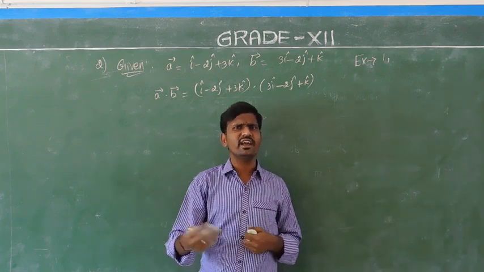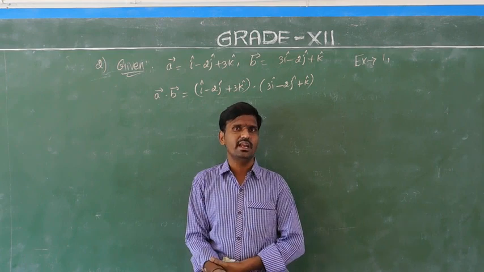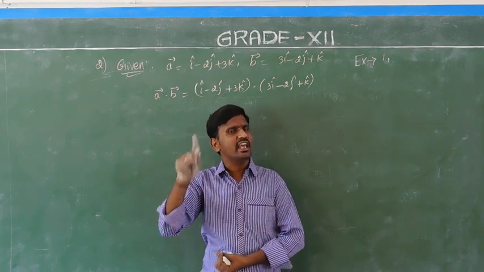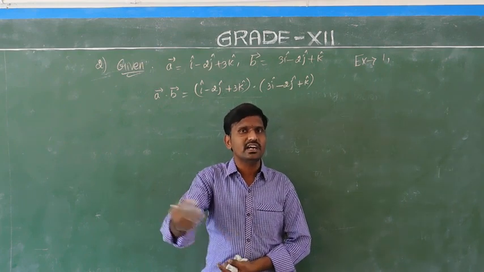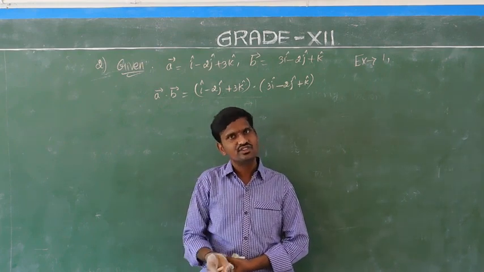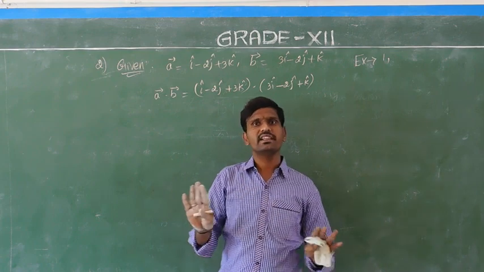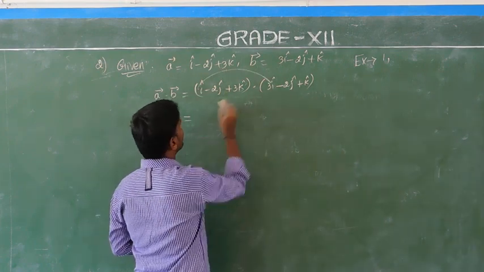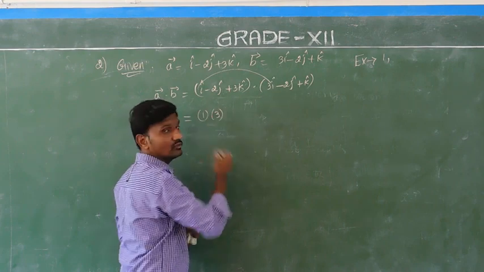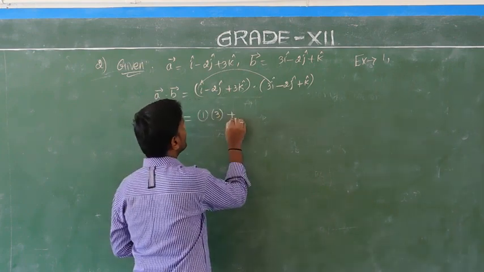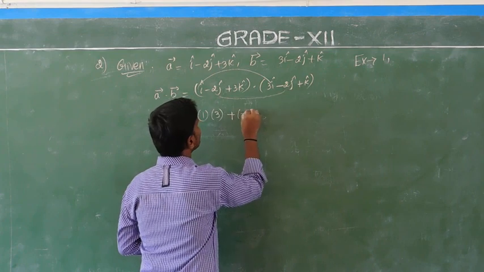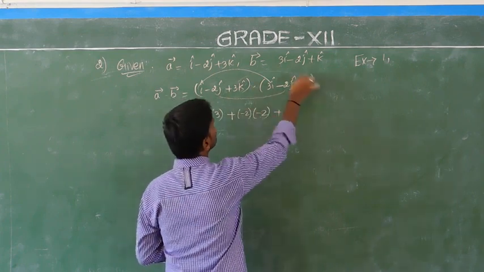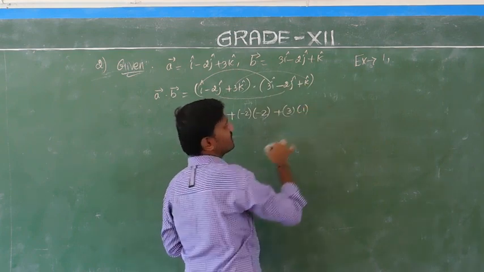Why are you taking i to i, j to j, k to k only, sir? Means others are 0 only, no? From the observation, i into i, j into j, k into k equal to 1, and the unlike ones are 0 only, no? So we don't want to take those. Okay, so easily we take i to i, that is 1 into 3, plus j into j, that is minus 2 into minus 2. Then finally k into k, that is 3 into 1.